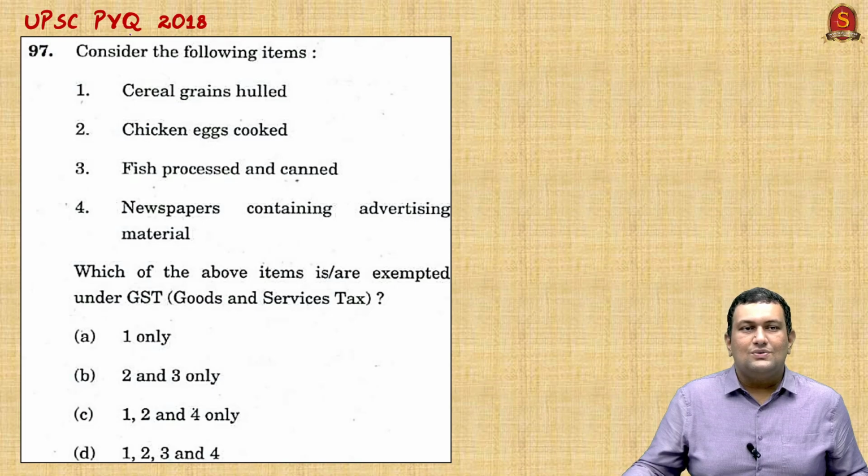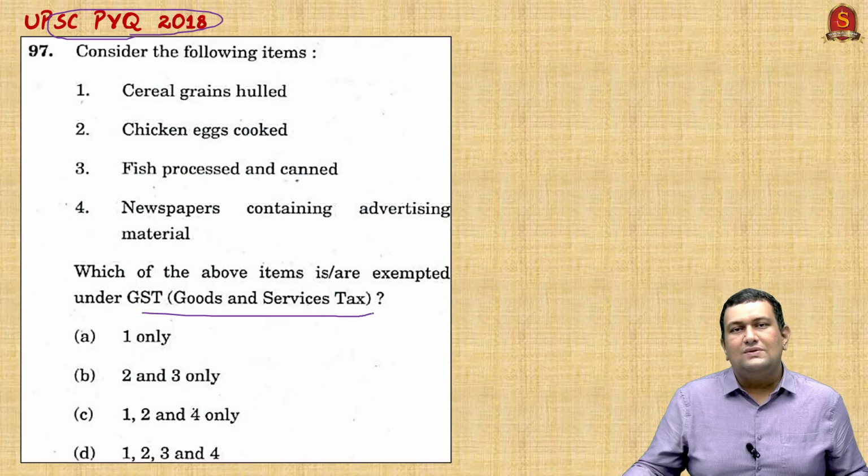Next is a previous year question of 2018. Consider the following items: cereal grains hulled, chicken eggs cooked, fish processed and canned, newspapers containing advertising material. Which of the following items is or are exempted under the Goods and Services Tax? Now this is with regard to this particular year, but since it's a PYQ regarding GST, we have taken it. This list will keep on changing. So please refer to the updated list before going for your prelims exam.